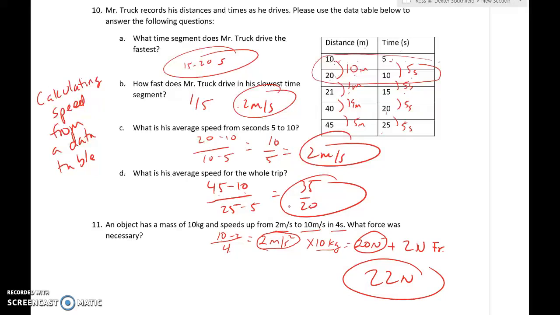So in each of these cases, if you were confused about the process in solving these, I know I went through them fast, go and find the video that talks about each individual problem, because there's a video for every single one of these problems up there. Send me an email if you've got any questions.